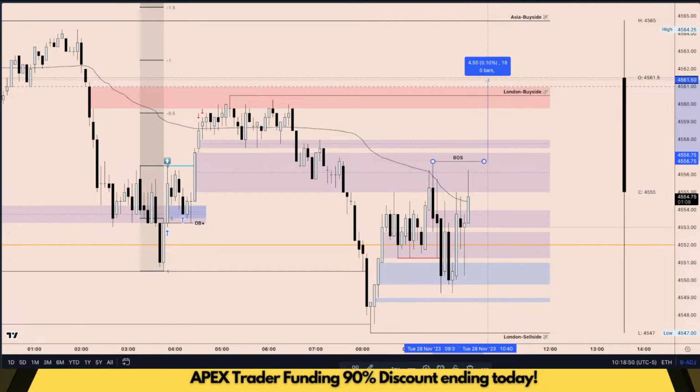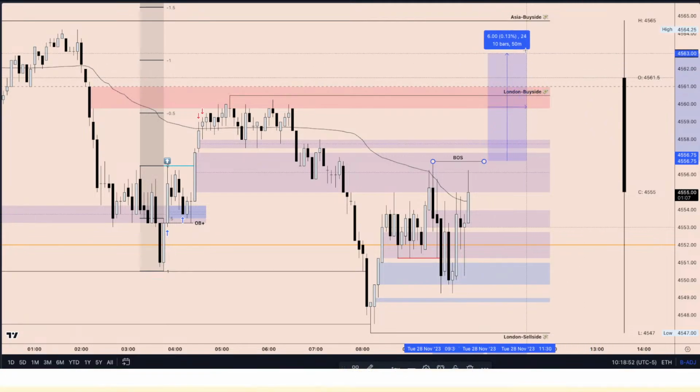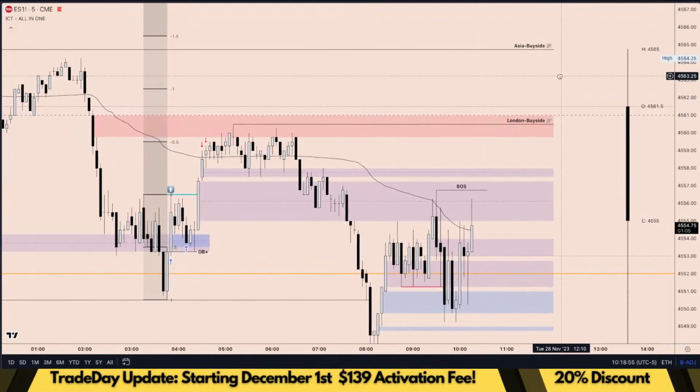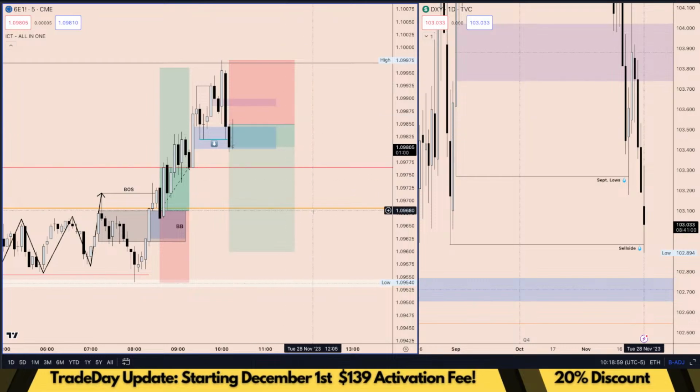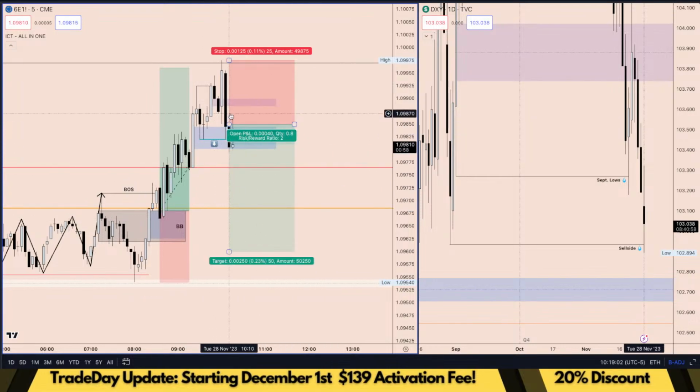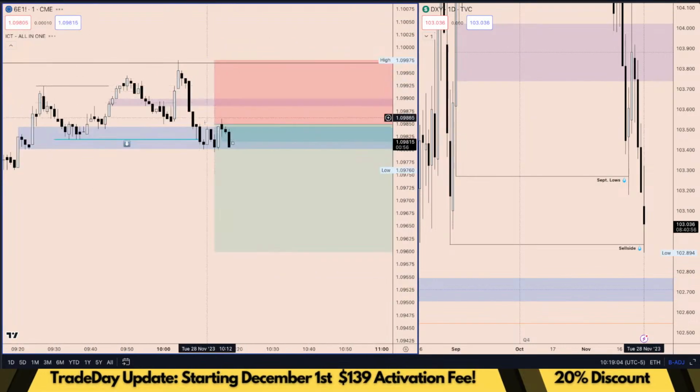Almost 5 points to the daily open at 4561.5 and 8 points to the current high of the day coming in at 4565. Setup on EU, we already got our rejection from our 1 minute bearish fair value gap paired with the breaker right here.